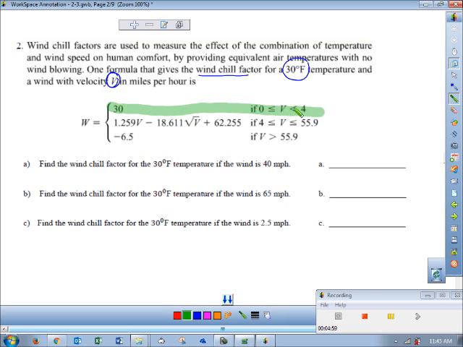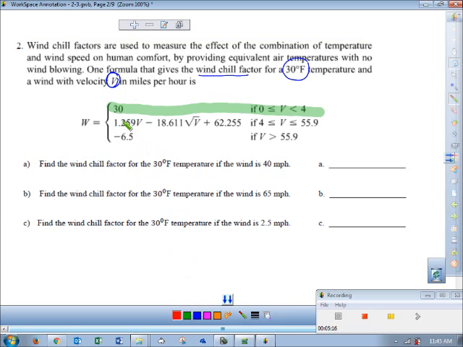So this guy, your restricted domain here, says if your wind velocity is greater than or equal to 0 or less than 4, right? The temperature is going to be 30 degrees. So basically, if the wind's barely blowing, from 0 to 4, it's still going to be 30 degrees.